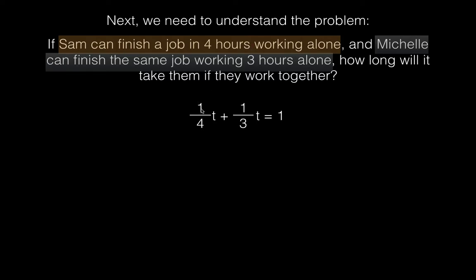That means Sam's rate is 1/4 times a certain amount of time, plus Michelle can do it in 3 hours, so 1/3 times the time is equal to 1. We understand from doing yesterday that there's fractions involved, so we need a least common multiple of 12. What's missing here is 3. What's missing here is 4. And what's missing here obviously is 12, because there is no denominator.